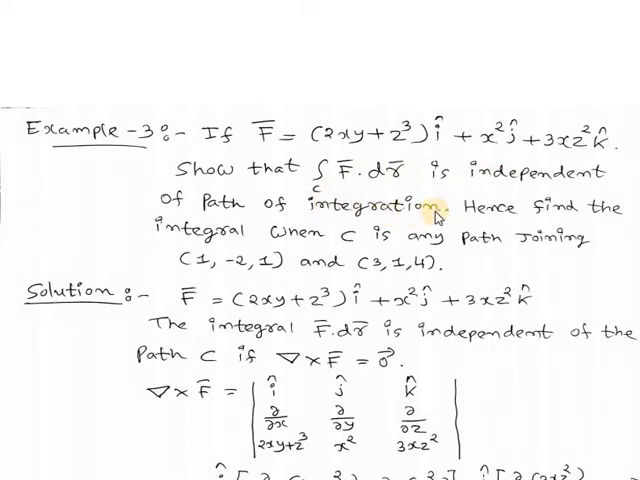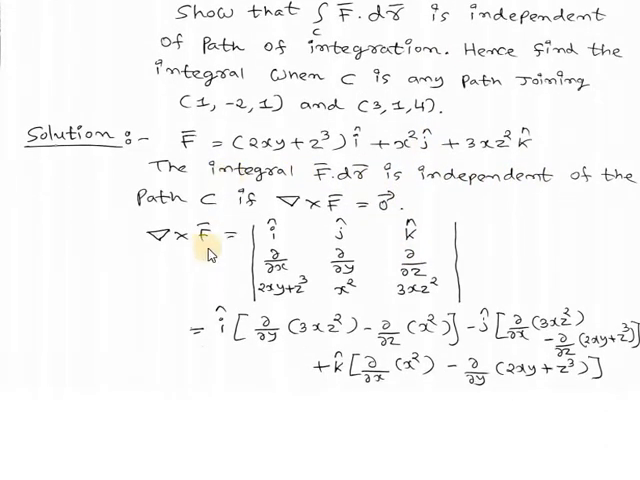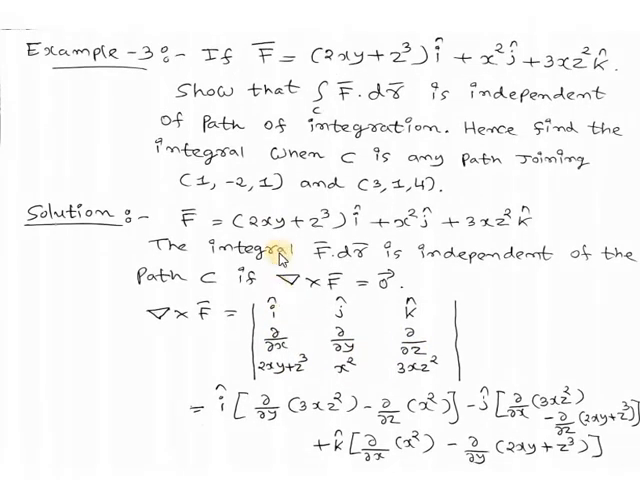As we have discussed earlier, by the fundamental theorem of line integrals we have to show one thing: curl F equal to 0. If curl F equals 0 vector, then the line integral is independent. So here we are finding curl of F bar. Curl of F bar is given by the determinant i, j, k, del by del x, del by del y, del by del z, and the components of the vector: 2xy plus z cube, x square, 3xz square.